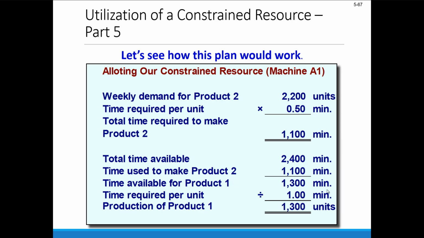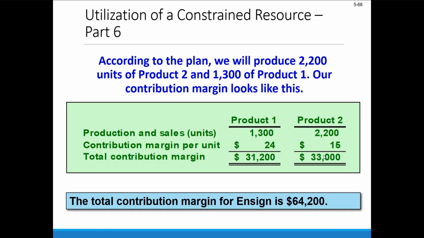And in that time, we could make 1,300 units of product 1. So there's the optimal mix for Ensign here. Going to make 2,200 units of product 2 and 1,300 units of product 1. That'll maximize profitability given this constrained resource of this processing time on machine A1. And here's the dollars associated with that. So product one, 1,300 units times the $24 CM per unit, total CM of 31 and change. Product two, we were doing the 2,200 units.